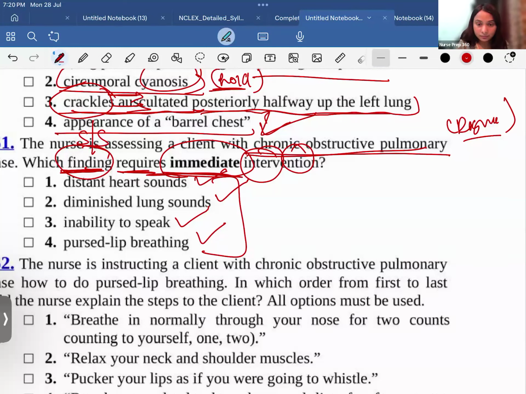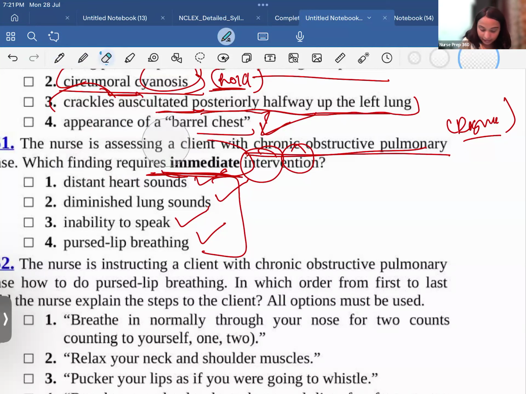Shashikala. Should be three, maybe four, ma'am. Firstly, pursed lip breathing, ma'am. Inability to speak. Every time they breathe, we ask them to do pursed lip breathing. This is what we want. That is normal in them. What immediate intervention? That's why I said that. Immediate intervention means, no, you're getting it wrong. Okay, then let's read it again.